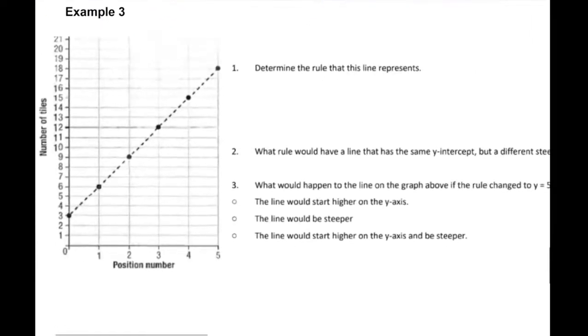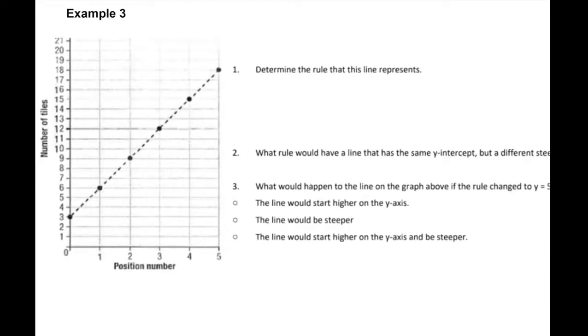One last example, example 3. Determine a rule that this line represents. So again, we want to look for 2 things, the b value and the m value. M, we now know if I'm looking at a graph, I can use the formula rise over run. I'm going to start with my b value first. That tends to be the easiest. I'm going to go down the y-axis until I hit my point, and that's my b value. So the point is at 3, so my b value is 3.